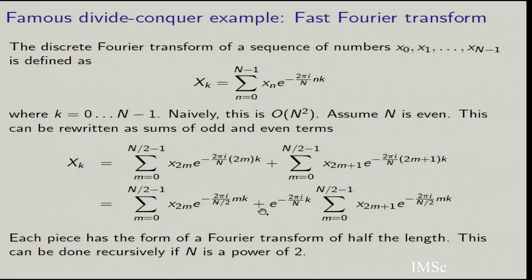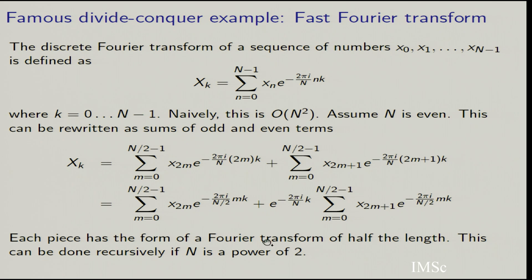And the odd terms have an extra exponential factor because of this plus 1, which you can pull out, and then this also looks exactly like a regular Fourier transform of half the length. So, without going into the details, the idea is to Fourier transform each of these separately, and they will again have odd and even pieces, and so you keep on dividing it by 2 until you reach things of length 1 whose Fourier transform is basically itself, and then you recombine them.